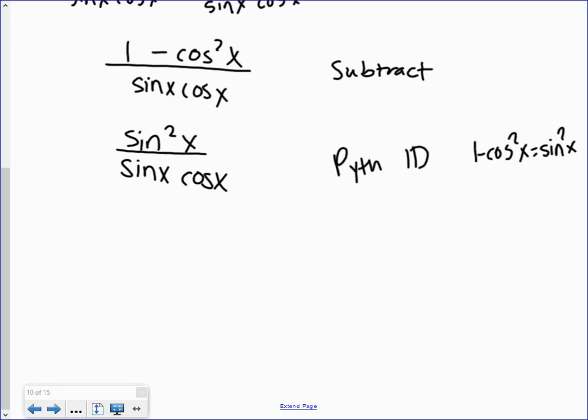And then what happens? Cancel. Thank you, Tatum. Cancel sine on the top and the bottom. And I get sine x over cosine x. I'm just going to say I'm reducing right there. And then sine x over cosine x is tangent.